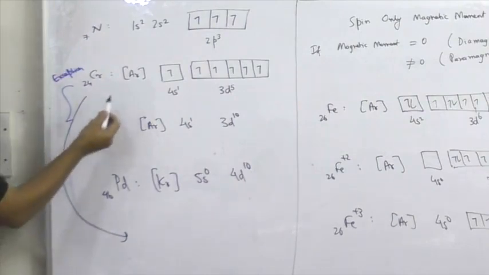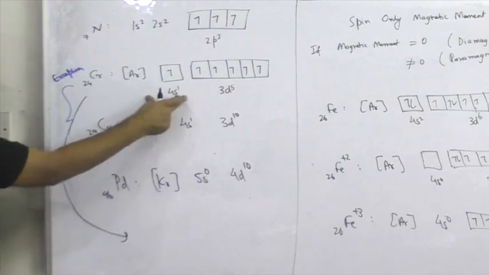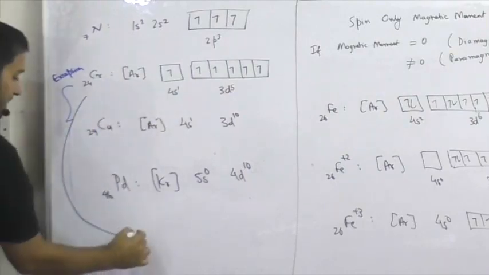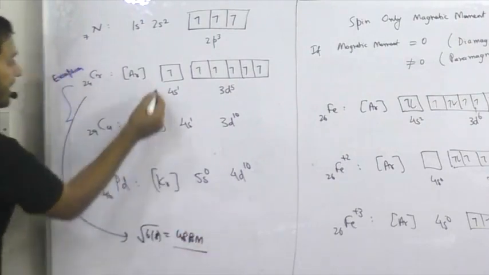How many unpaired electrons does chromium have? 6 unpaired. 5 in the d subshell and 1 in the s subshell. Right? तो कितना आएगा? Root 6 into 8. Root 48 BM. Right? This is the magnetic moment of chromium.